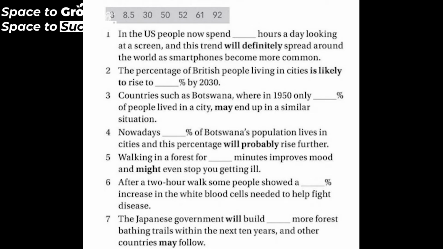5. Walking in a forest for 30 minutes improves mood and might even stop you getting ill. 6. After a 2-hour walk, some people showed a 50% increase in the white blood cells needed to help fight disease. 7. The Japanese government will build 52 more forest bathing trails within the next 10 years, and other countries may follow.